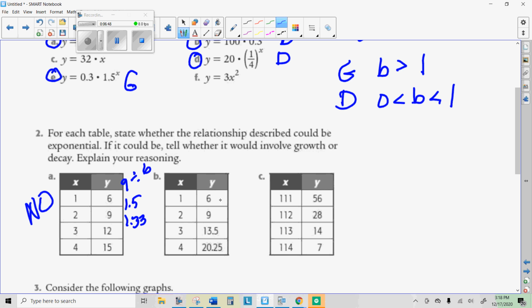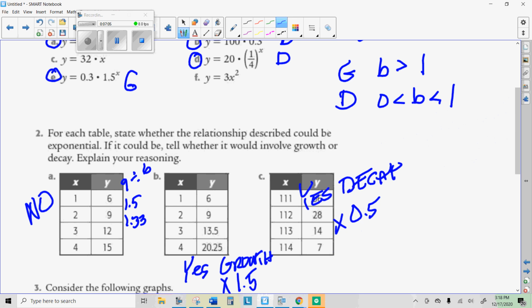So do that, divide the numbers, see if you have a common multiplier. If you do, then you're going to be able to tell if it's growth by what you're multiplying by, or whether or not the numbers are going up or down. So go ahead and check those.